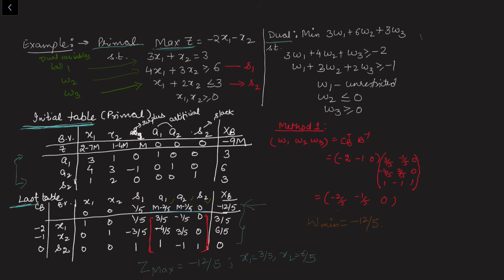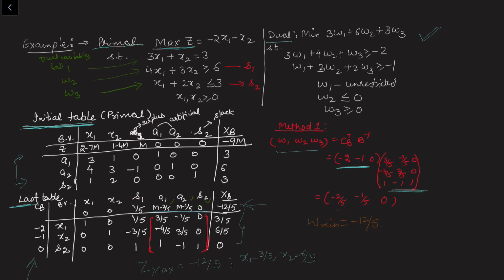Now to find the optimal solution of the dual, we can use method 1 first, which is W1, W2, W3 equals CB transpose B inverse. Use CB transpose from this CB vector and use the B inverse matrix given here. Multiplying these two matrices, we get -2 by 5, -1 by 5, 0. So we get the W minimum as -12 by 5. To get this value, I must put the W1, W2, W3 that I've calculated into the objective function. From there, you can find the W minimum value. You can see that both of them give me the same optimal value.